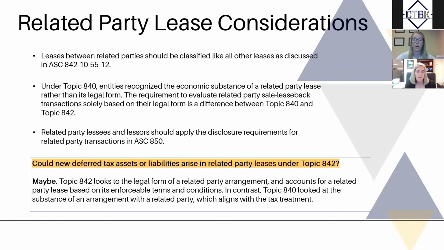One thing to point out, though, is that under 842, it focuses on looking at the legal form of a related party arrangement and the enforceable terms and conditions, whereas 840 looked at the substance of an arrangement with the related party, which aligns with the tax treatment. So there may be circumstances where you might have new deferred tax assets or liabilities. That's just one thing to keep in mind if you have any related party leases, to be aware of that change under 842.